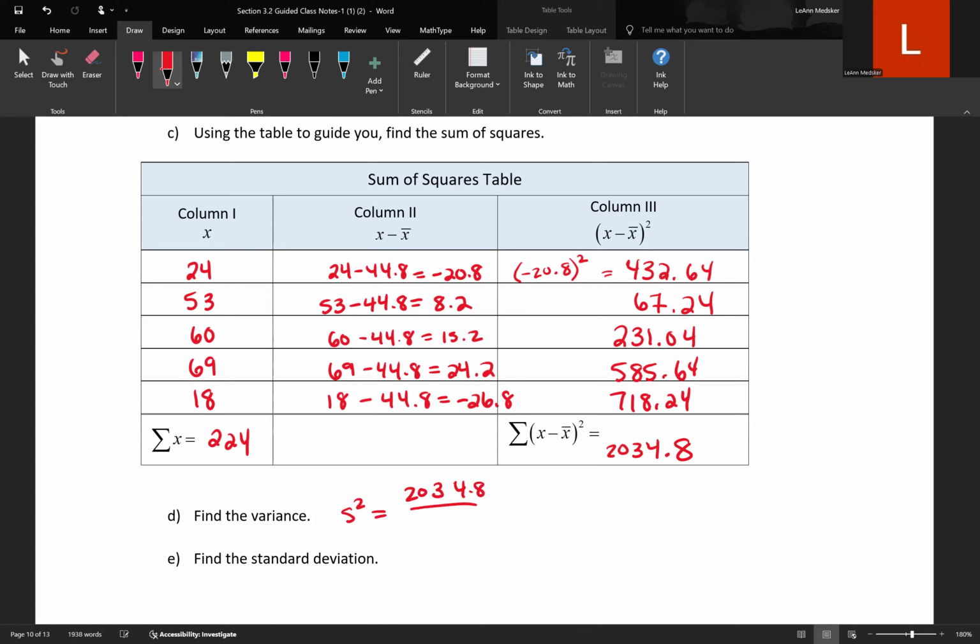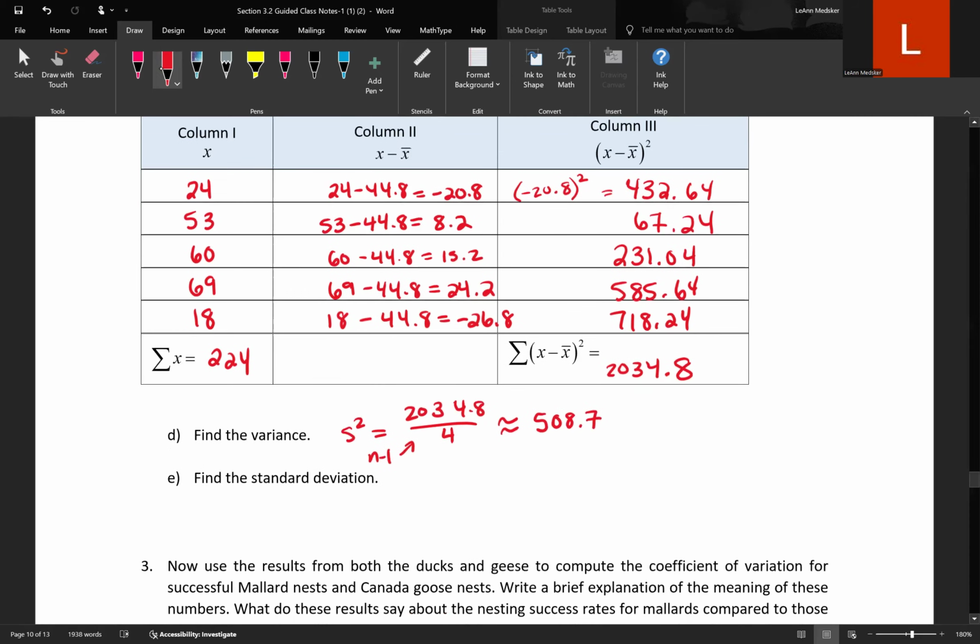And we divide it by the number of items that we had minus 1. So remember, it's that n minus 1 down here. Well, we had 5 different locations that they got their percentages from. So 5 minus 1 is 4. Now, when I type this in on my calculator, I'm actually going to have to round it. It's 508.7 if we go to 1 decimal place.